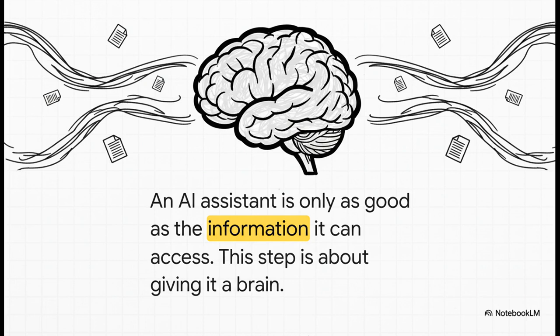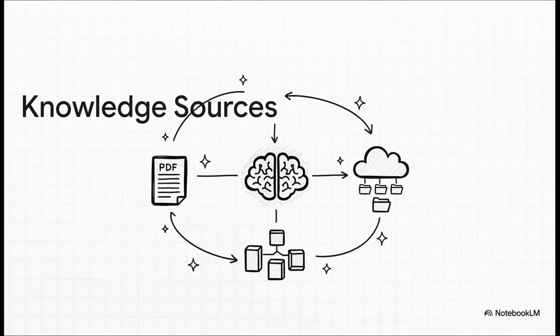Okay, so once you've defined its purpose, it's time for step 2, teach. Because let's face it, an AI assistant is only as good as the info it can get its hands on. So this step is all about giving it a brain. And this is where the magic really happens. You can connect it directly to the knowledge sources you already have and trust. I'm talking about uploading specific policy PDFs, pointing it to entire SharePoint sites, or giving it access to OneDrive folders. Basically, your company's documentation becomes its personal textbook.